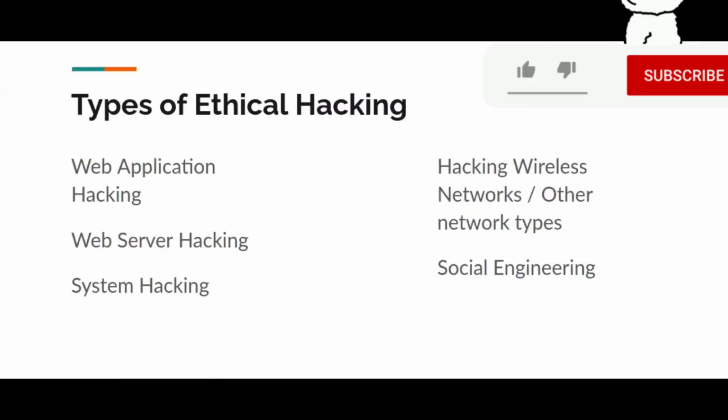So generally, if we understand the types of ethical hacking or the types of attacks that can happen, they are generally divided based on the system which is under attack or which has been chosen for hacking. So you would find that there's web application hacking, web server hacking, and system hacking. System relates to all kinds of systems, whether they are mobile, IoT, or a combination, networks, and then there is social engineering.